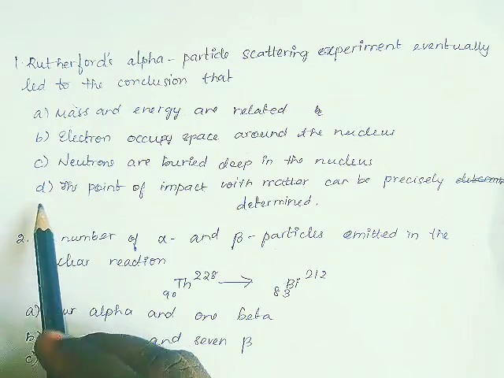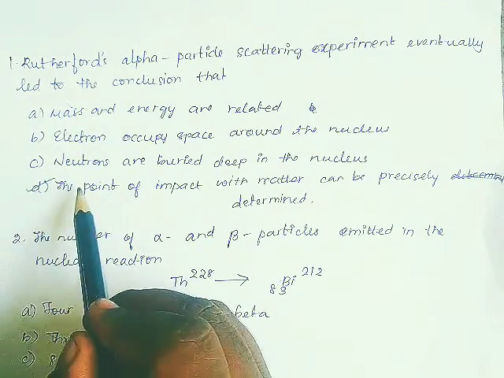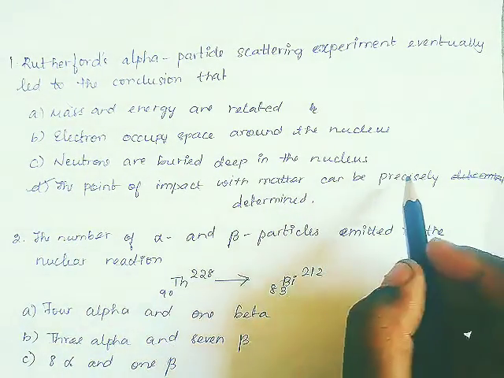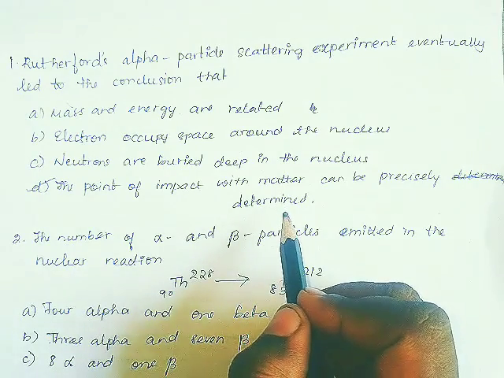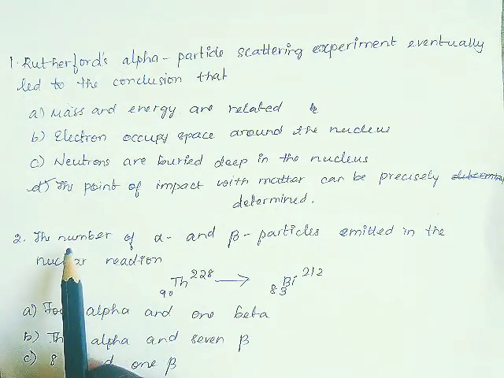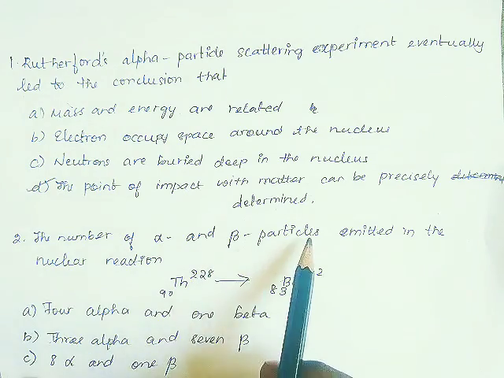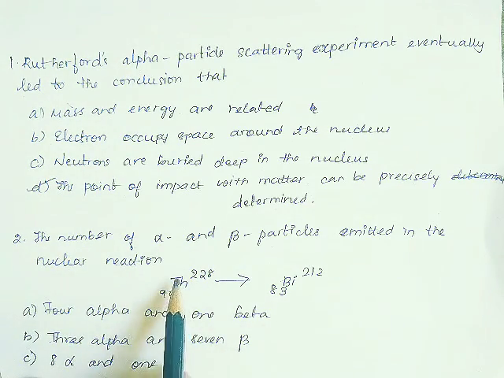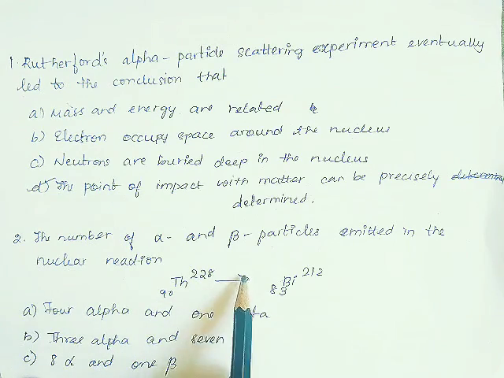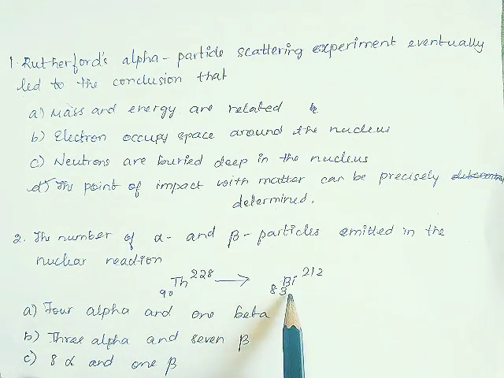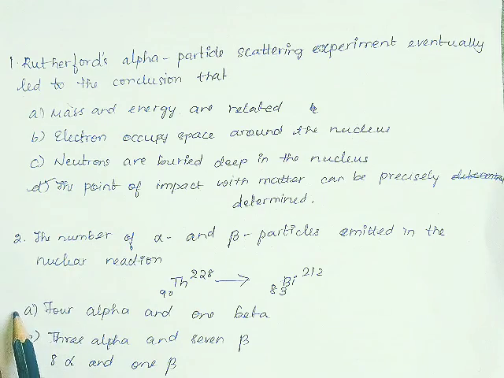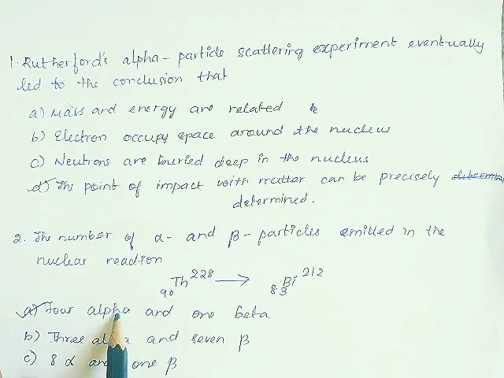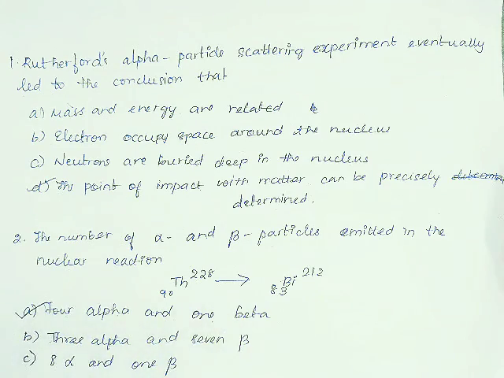So the correct answer is option D. The point of impact with matter can be precisely determined. Next, second question. The number of alpha and beta particles emitted in the nuclear reaction Th-232 to Bi-212 gives 83. The correct answer is option A, 4 alpha and 1 beta.